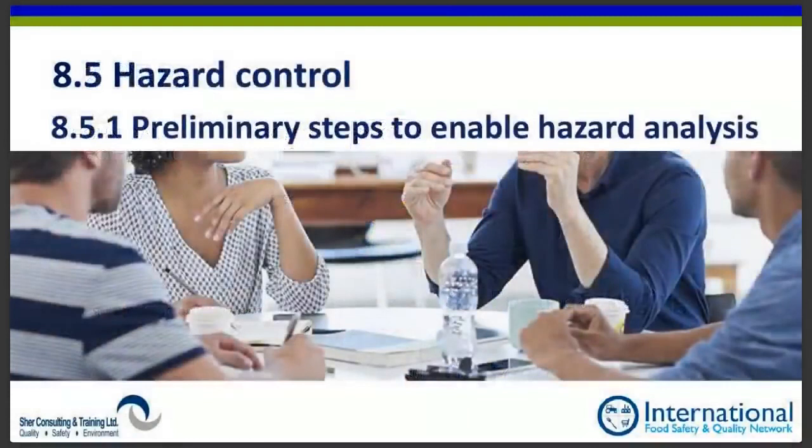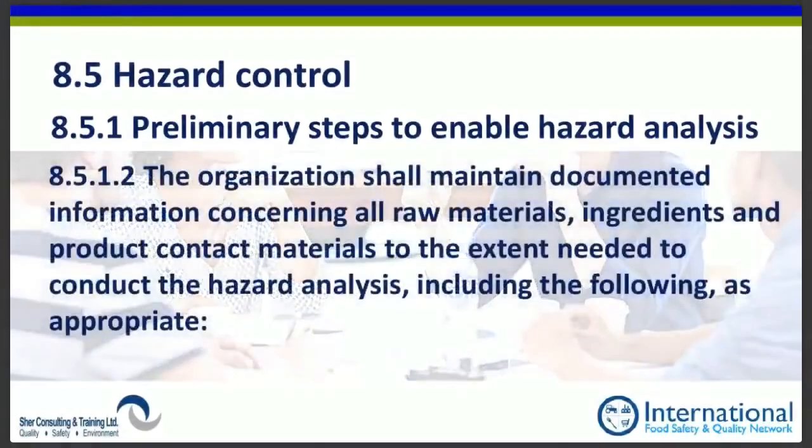8.5 hazard control. 8.5 is what used to be HACCP. The 12-step program, 5 preliminary steps, 7 principles. They're all hidden in 8.5. 8.5.1 preliminary steps: maintain documented information, raw materials, ingredients. Nothing new here. This is the same wording. The news is.